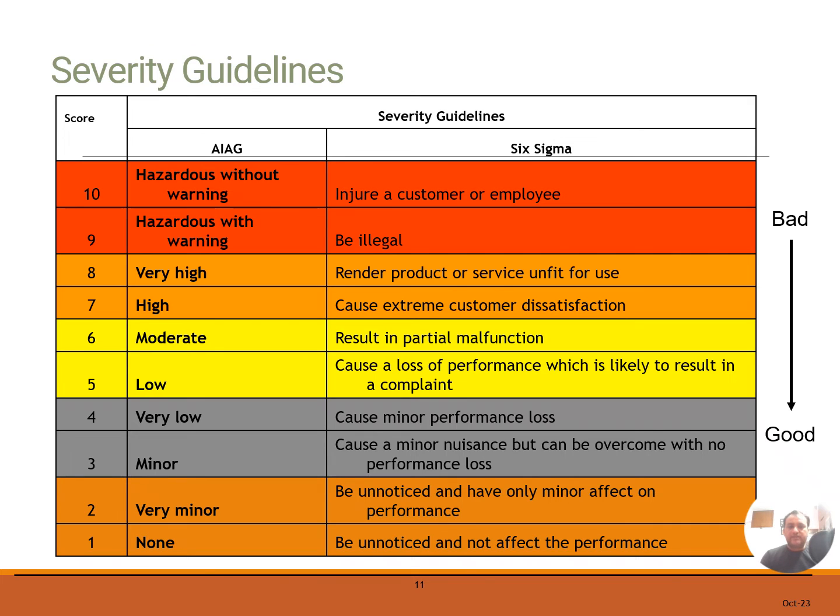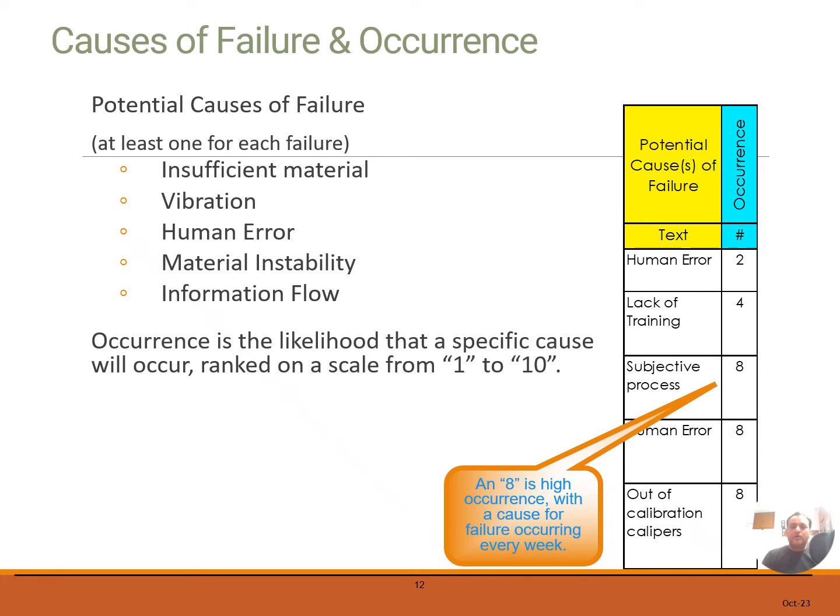I will always recommend using these guidelines in your FMEA. Do not pick random numbers here. Now let us move to the next column of the FMEA sheet, that is causes of failures and the occurrence.